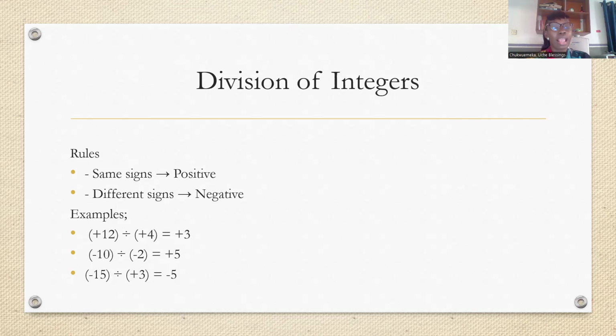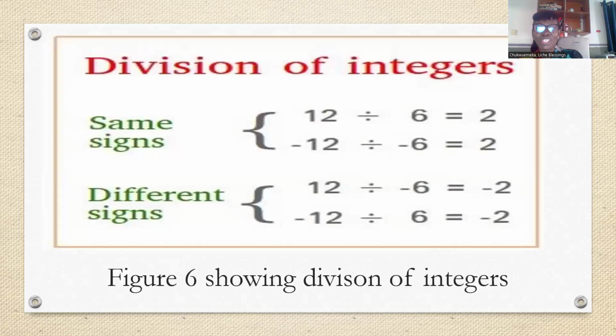If you just write, okay, minus 10 divided by minus 2 will give me minus 5, you wrote minus 5, you have failed it. So what I'm teaching you is to know the right answer to give in order to excel. And you have the spirit of excellence. Minus 15 divided by plus 3 will give me minus 5. Okay? That's about division. Look at the pictorial representation that is showing us same signs and different signs.